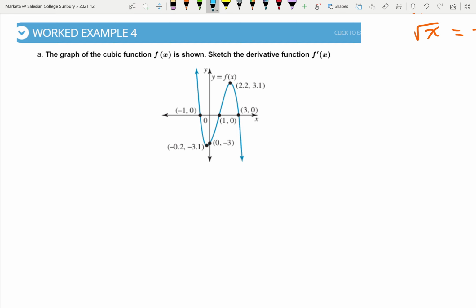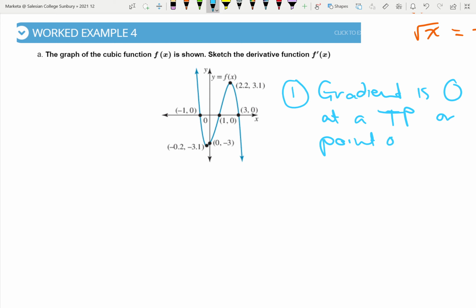So let's see. This is what we know. Step 1, the gradient is 0 at a turning point, or point of inflection. So really, I could have just said at a stationary point there. So the gradient is 0 at the stationary points.